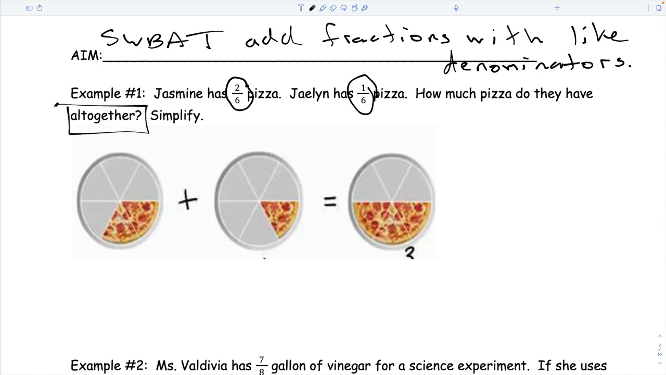Box the word altogether. When you have a word problem, I'm thinking in my head, what's a key word that tells me plus or minus, multiply or divide? What would altogether mean besides that giant sign that you see right here? What would altogether mean, Henry? Add. It means add.